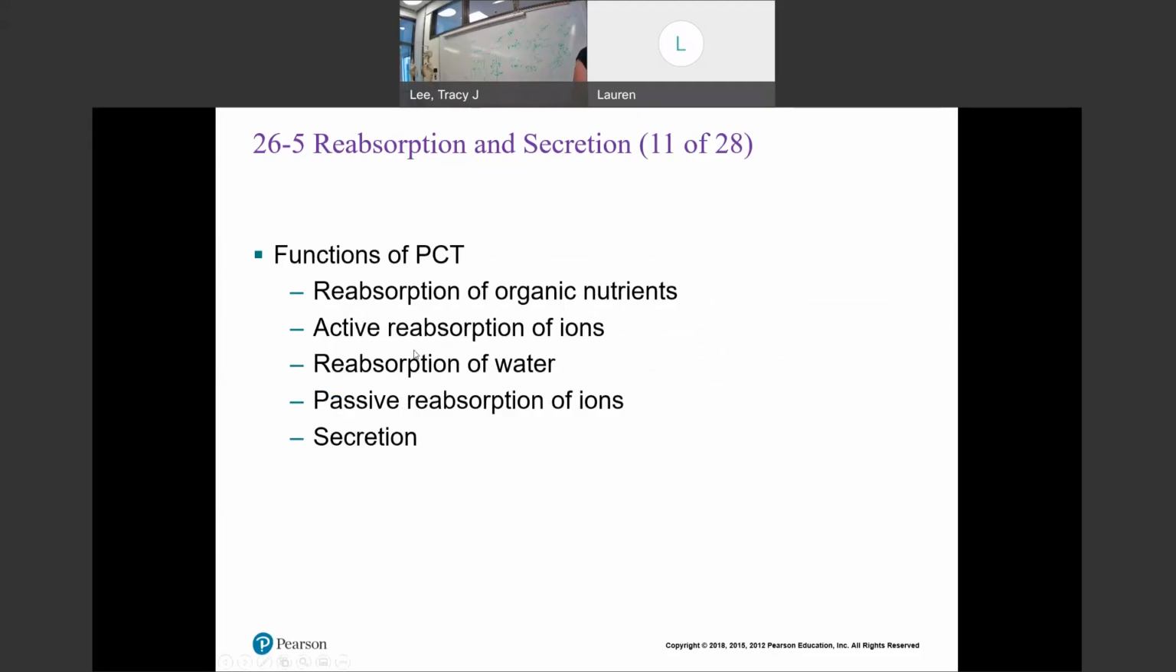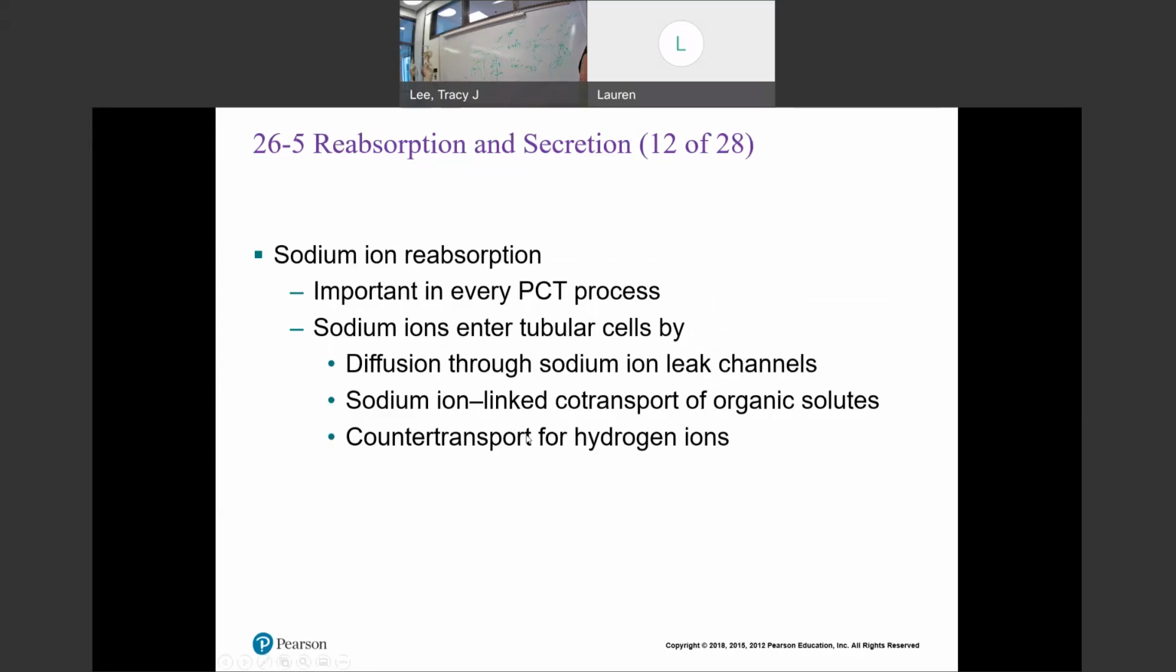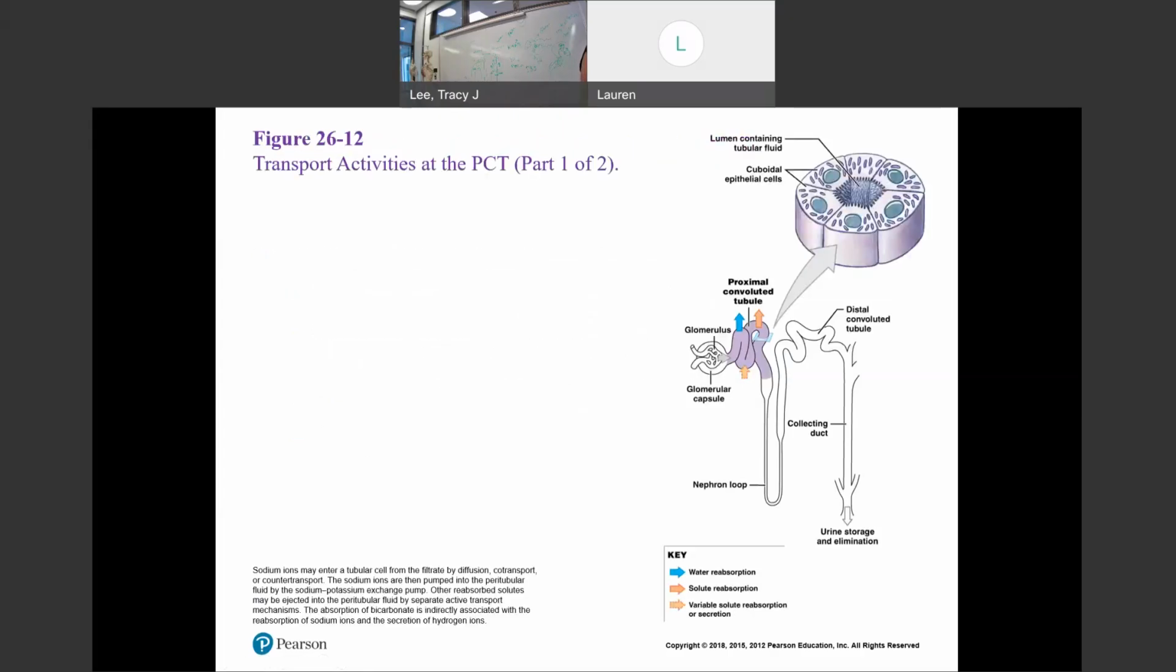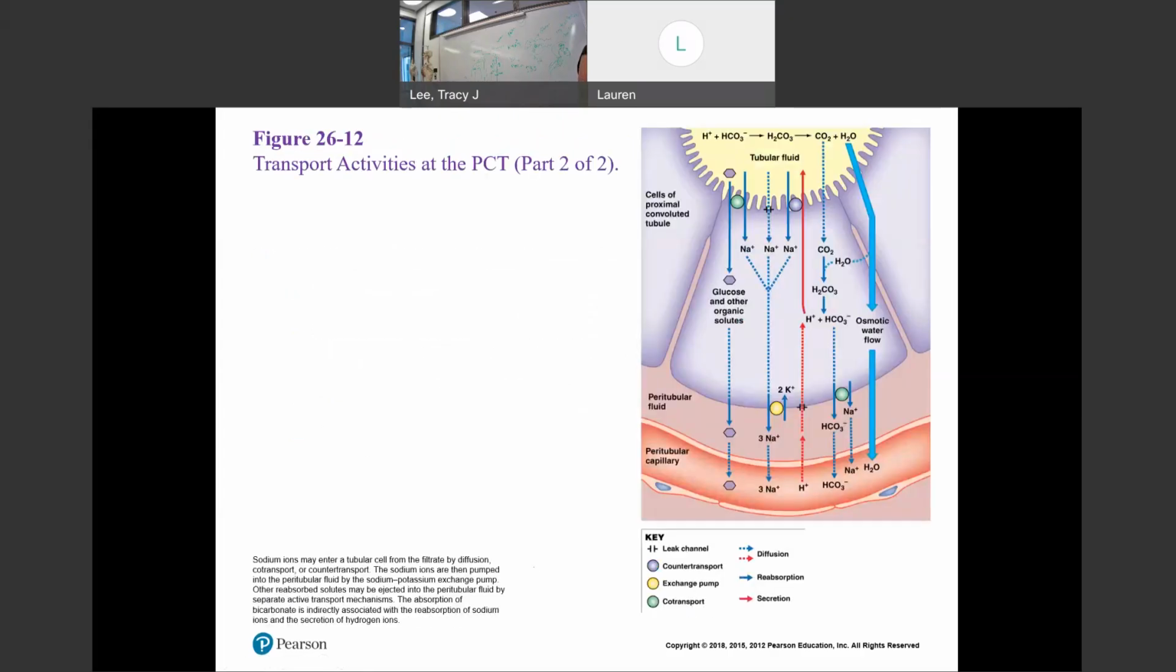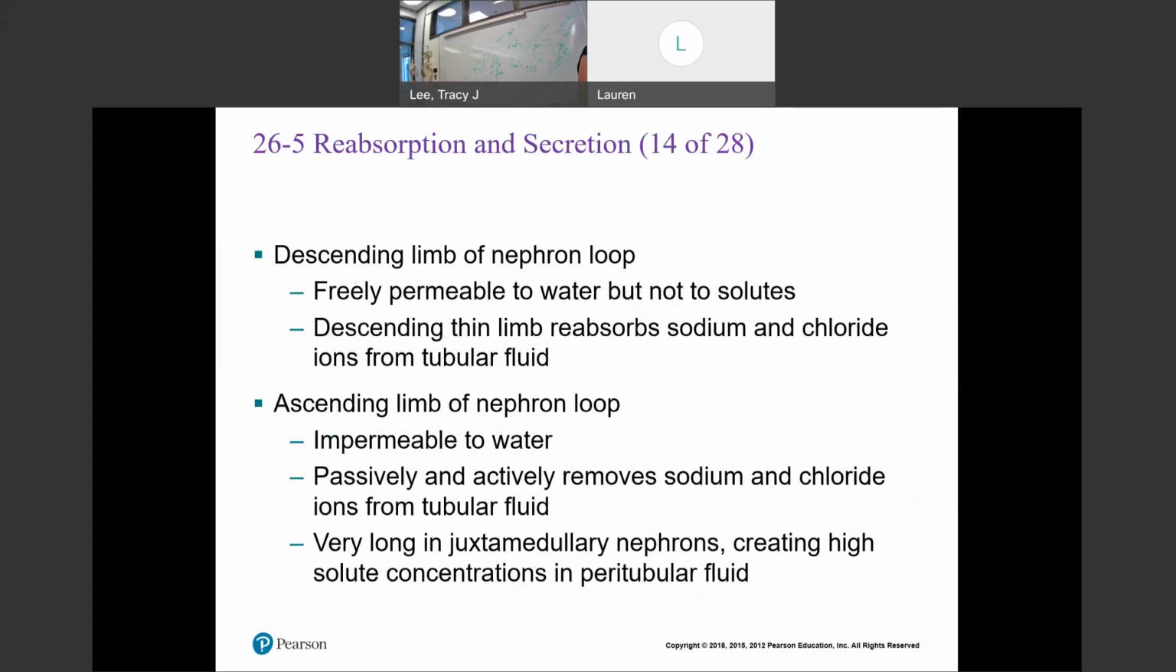Proximal convoluted tubule, we know its function now, right? We're experts on it. Water, ions, organic materials, vitamins. We can do some amount of secretion. All right, and I'm not going to ask you all of this, so I'm going to flip through it. I talked about the descending limb, freely permeable to water but not to solutes, and this is freely permeable to solutes but not to water.